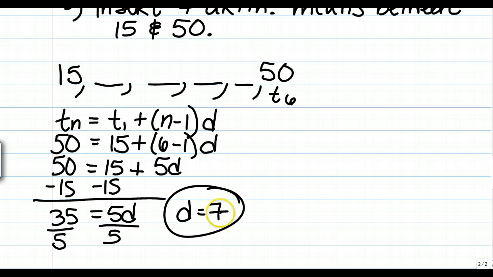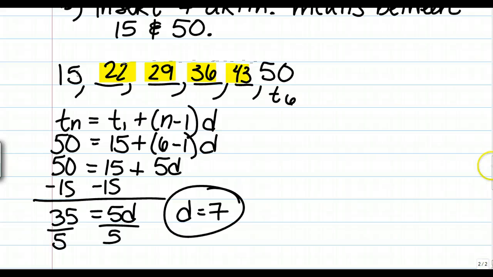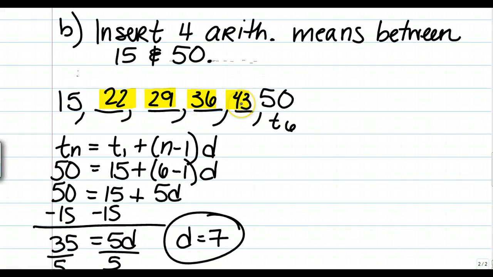So 15 plus 7 is 22. 22 plus 7 is 29. 29 plus 7 is 36. 36 plus 7 is 43. And 43 plus 7 is 50. So we know we found these ones correctly. And these would be your 4 arithmetic means between 15 and 50. So you use what you have in order to find out what the difference is to find your arithmetic mean.